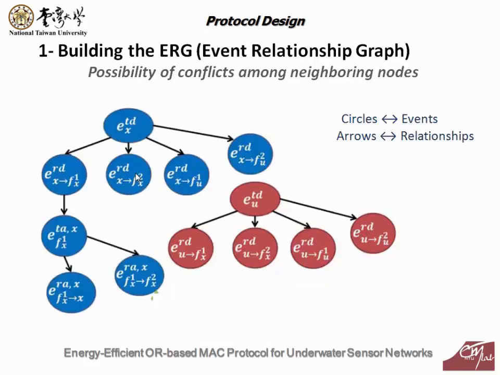And this is the graphic result of that graph. Here the circles are the events and the arrows are the relationships. This is a node and these are the possible forwarders. And the idea is that the packet will be forwarded through one of the branches, but we want to choose the right one.